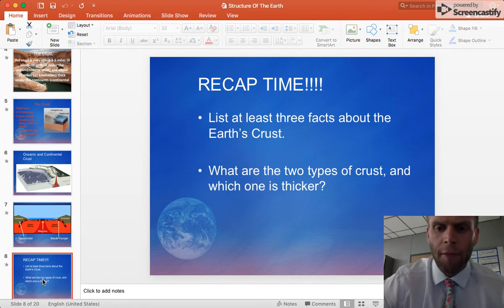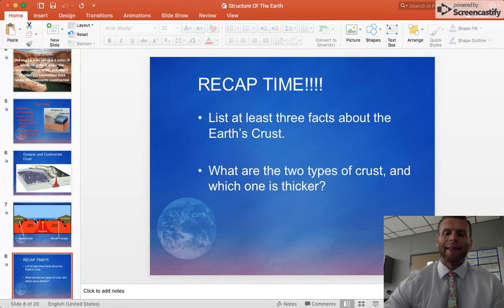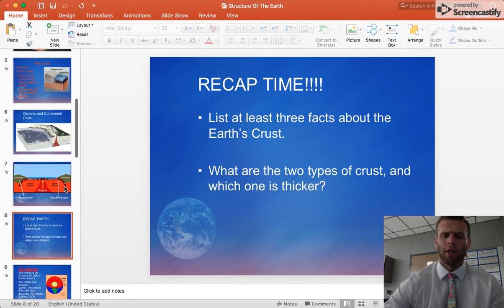Recap time. All right, so list at least 3 facts about Earth's crust. So we just talked about many facts about the crust. List at least 3 of them. And then what are the 2 types of crusts and which one is thicker?